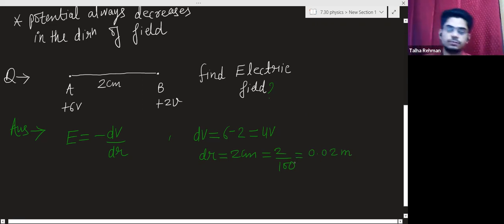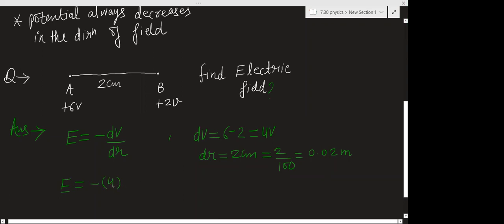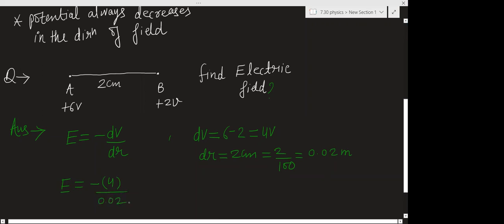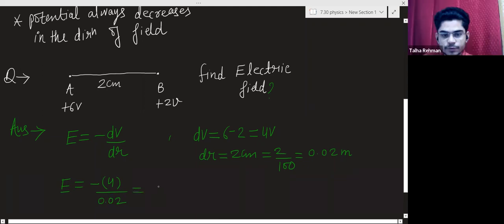And now we will find the value of electric field. Here is a negative sign. What is dV first? The change in potential of 4. Very good. And now we will put this 0.02. Now what will be the answer? This will be minus 400 divided by 2.